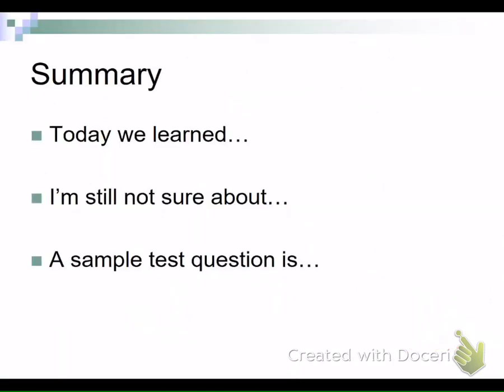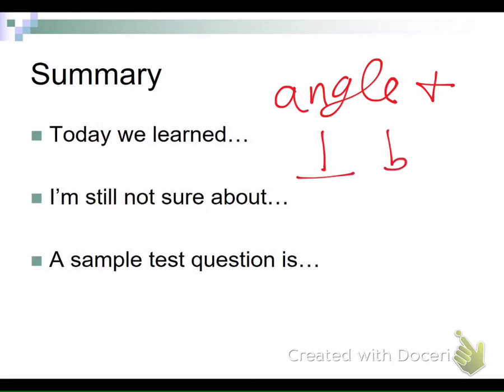Let's jump. What did we learn about today? Angle bisector. And what other type of bisector? Perpendicular. So I'm not done yet. I'm going to put it all together. Angle and perpendicular bisectors.